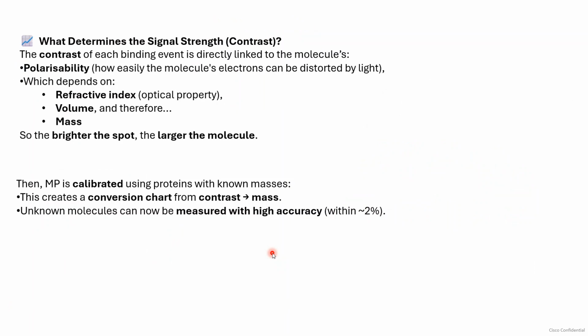And then the MP is calibrated by using various proteins of known masses. Like in gel filtration chromatography, we also need a calibration of the column based on known proteins. In the same way, we create the calibration curve and a conversion chart so that the contrast can be converted into the mass. In this way, an unknown molecule can be measured with high accuracy, within 2% of the actual mass.